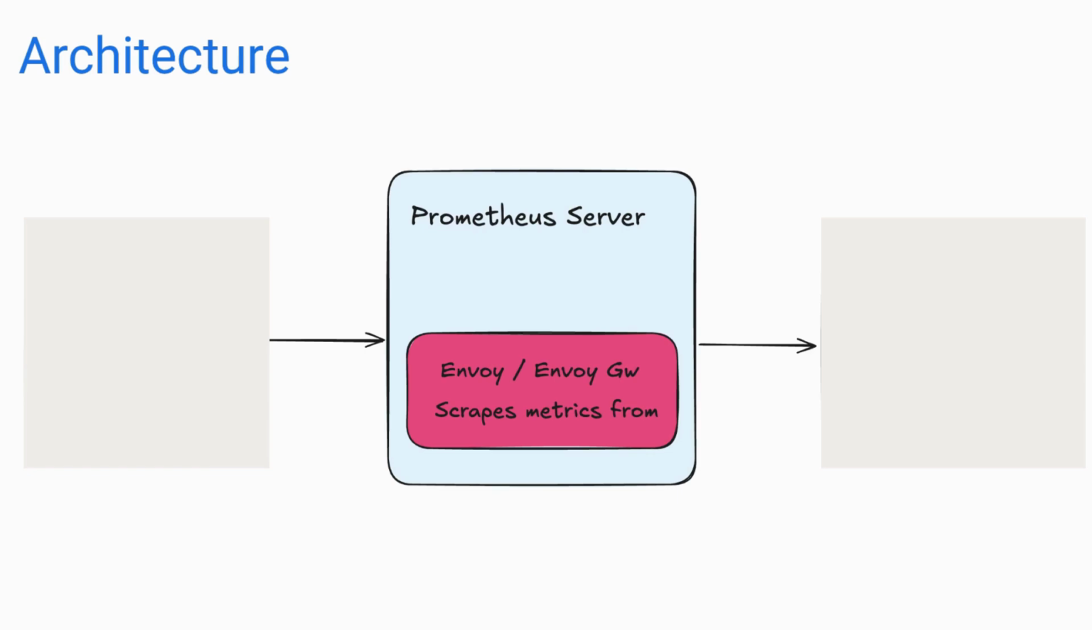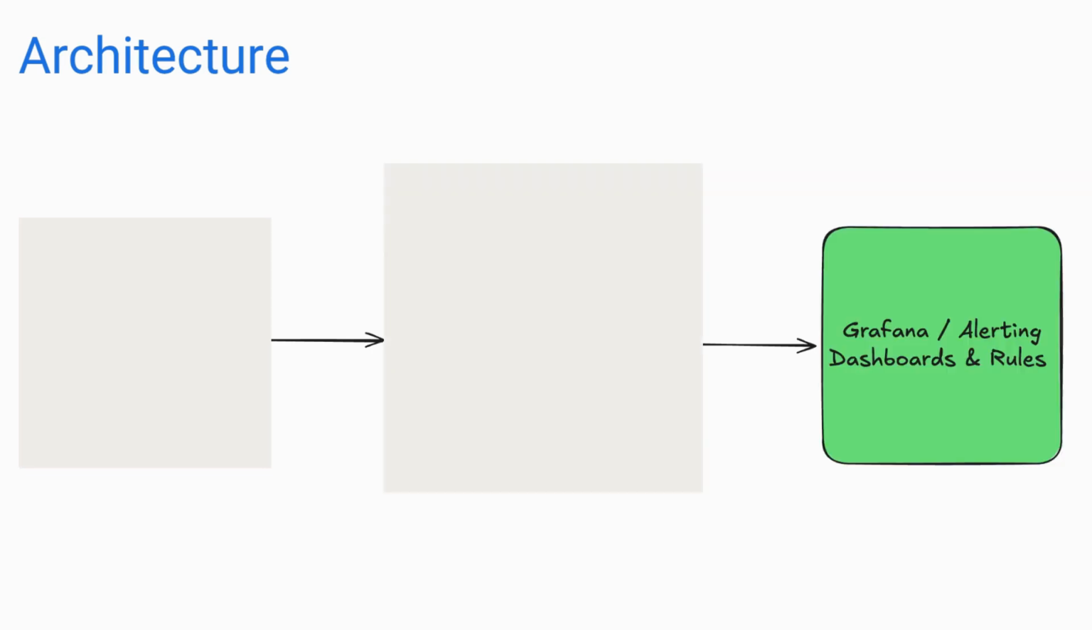Then, Prometheus server. Prometheus scrapes metrics from Envoy's metrics endpoint at regular intervals. It stores time series data such as Envoy HTTP requests total, Envoy HTTP request duration, etc. for every API and backend. Next, Grafana and alerting. Grafana reads the stored metrics from Prometheus and draws dashboards and charts of API usage, latency, and errors. Alerting systems can also consume the same data to trigger alerts when error rates or latencies cross thresholds.